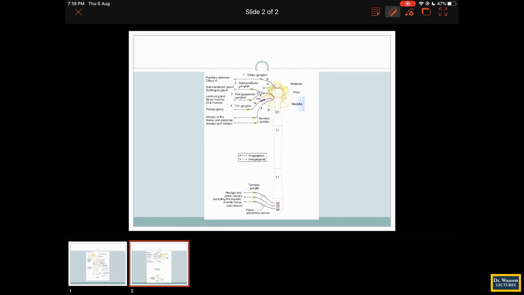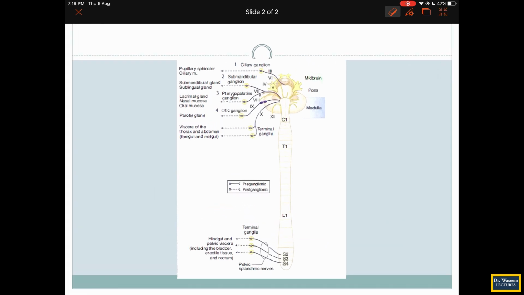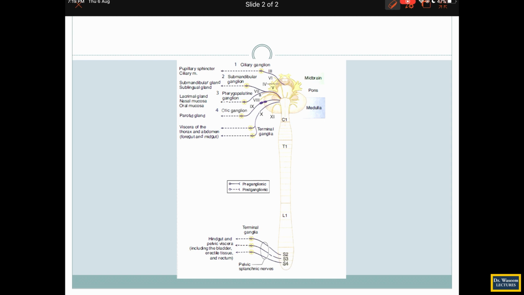Now, look at this. Okay, take the parasympathetic nervous system first. In the parasympathetic nervous system, again it will be preganglionic, postganglionic. In that case, you have to actually watch four things in the autonomic nervous system, either parasympathetic or sympathetic. Number one, where are their preganglionic neurons located?